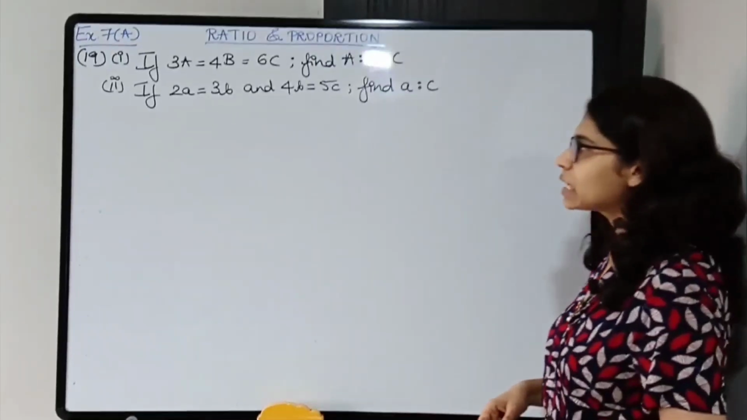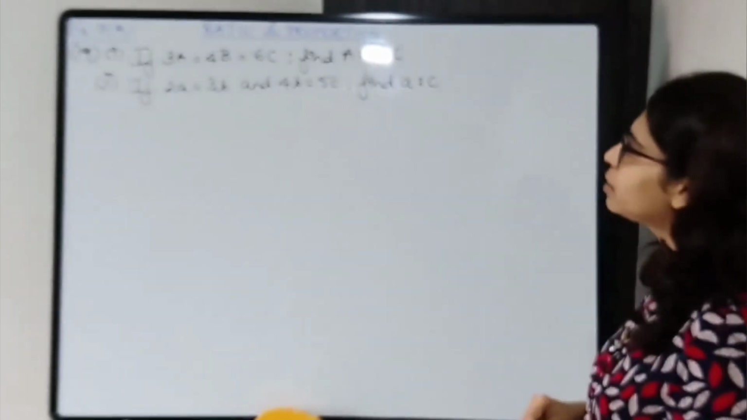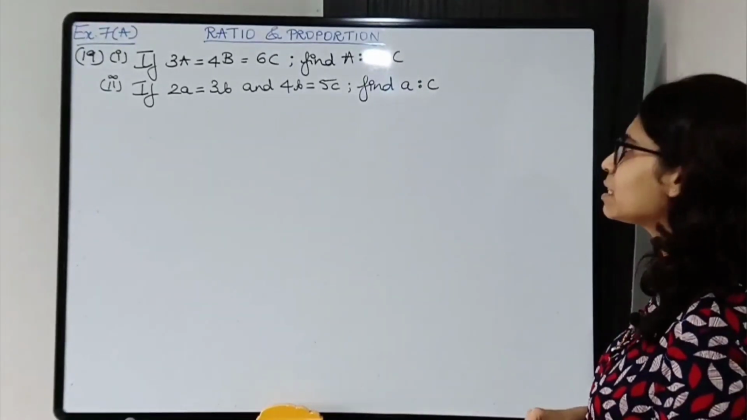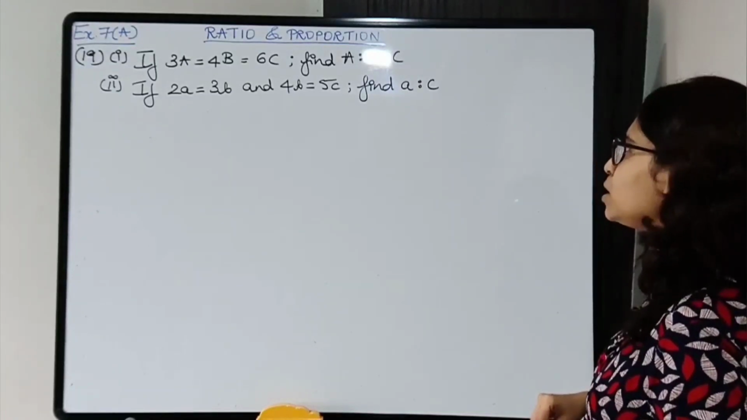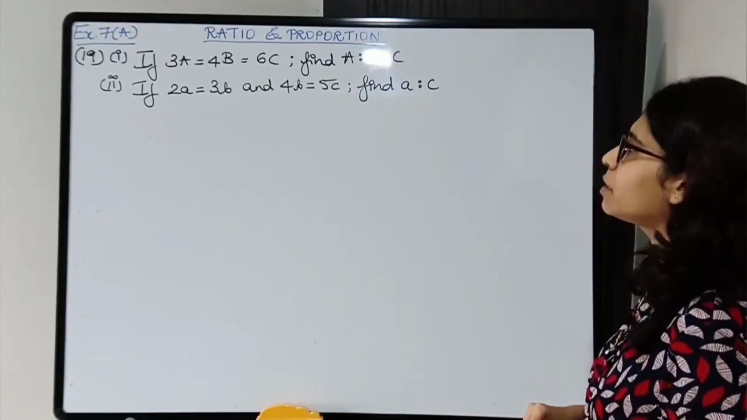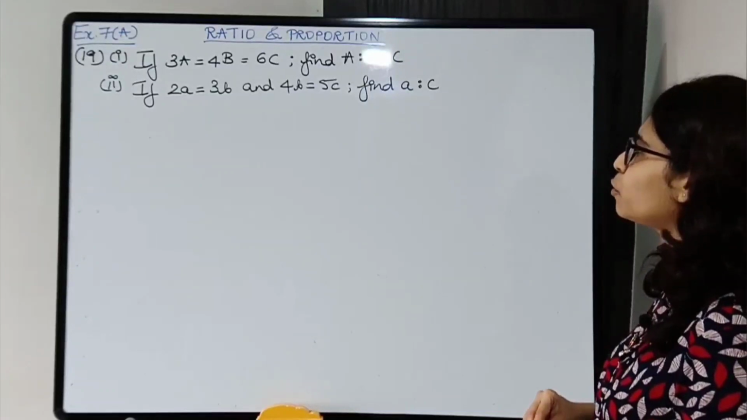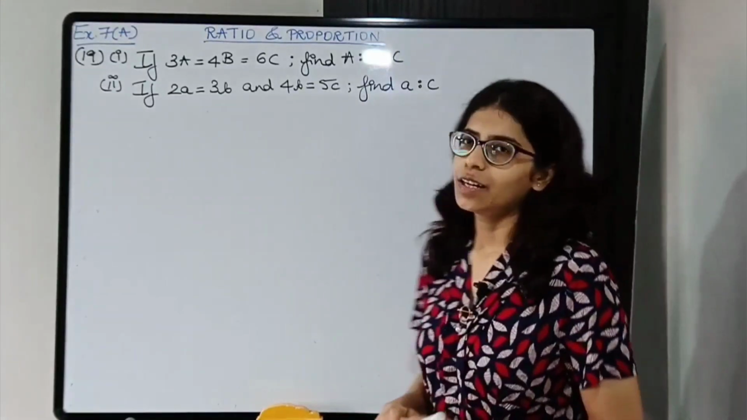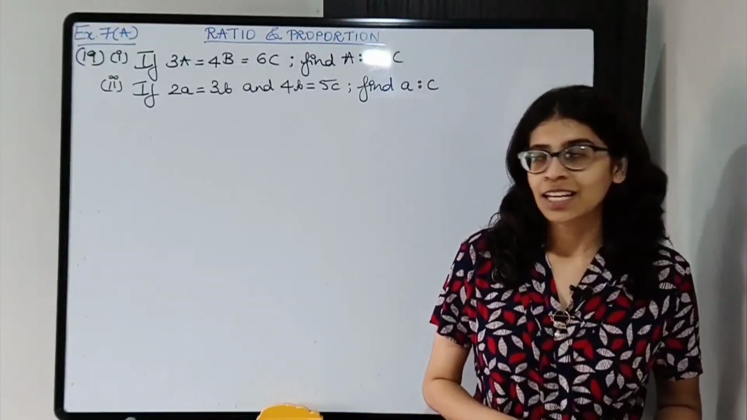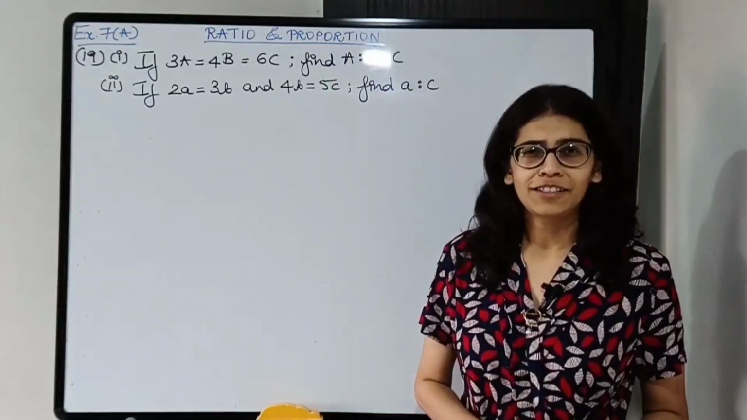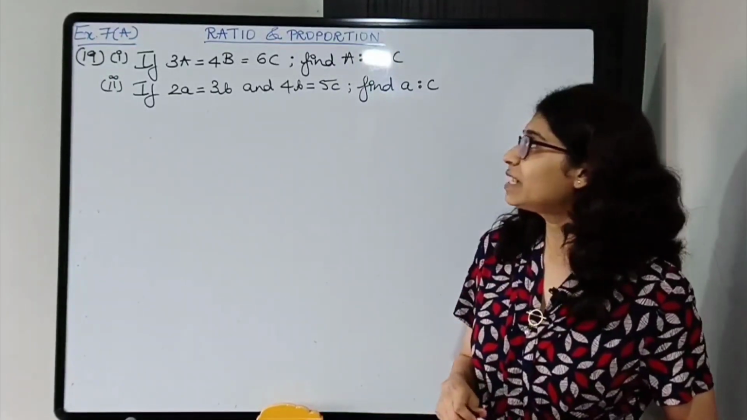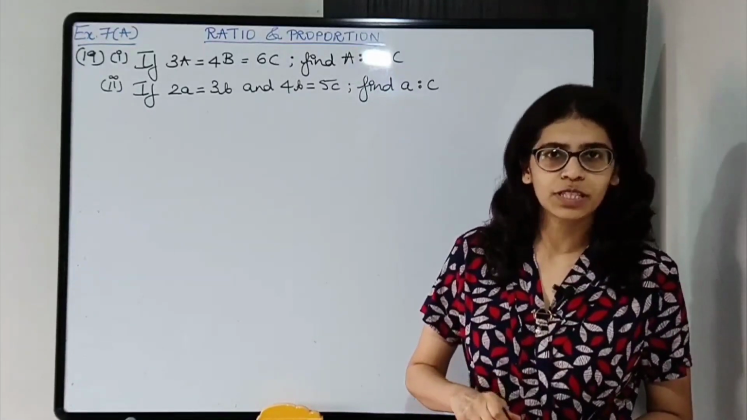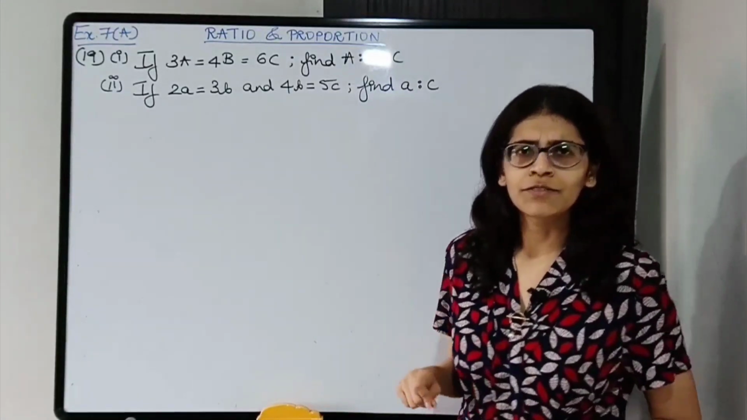There are two parts again. First sub part: if 3a is equal to 4b is equal to 6c, find a is to b is to c. Second part: if 2a is equal to 3b and 4b is equal to 5c, find a is to c. Again a very easy question, students, but the first part is a little different. Over here you are told 3a is equal to 4b is equal to 6c. So let's write down the given first.